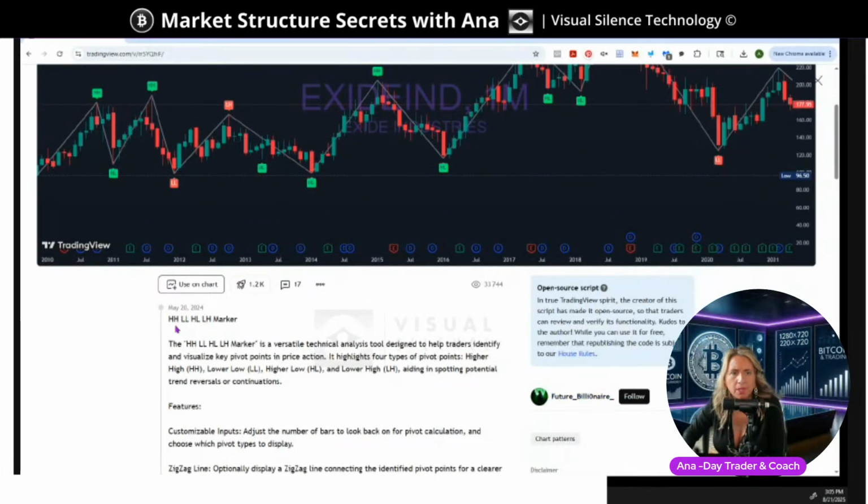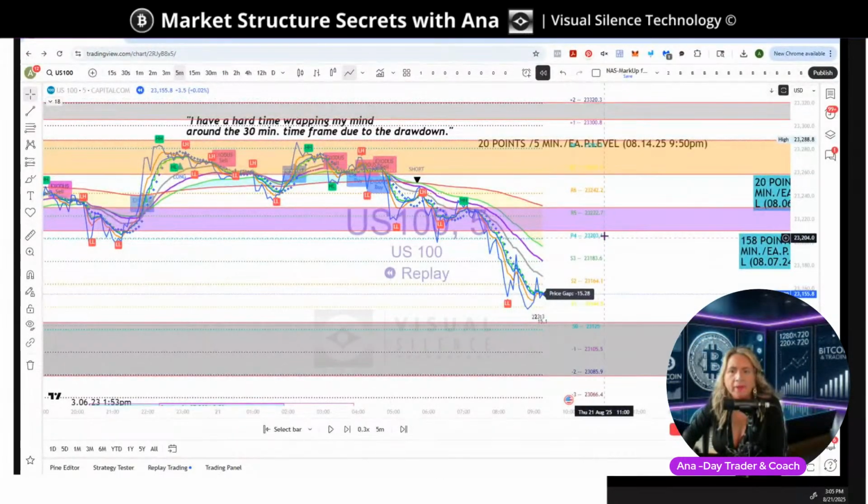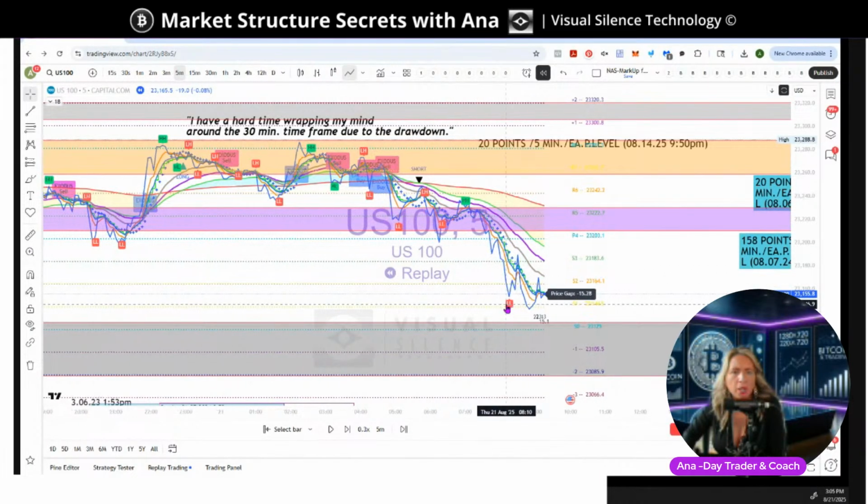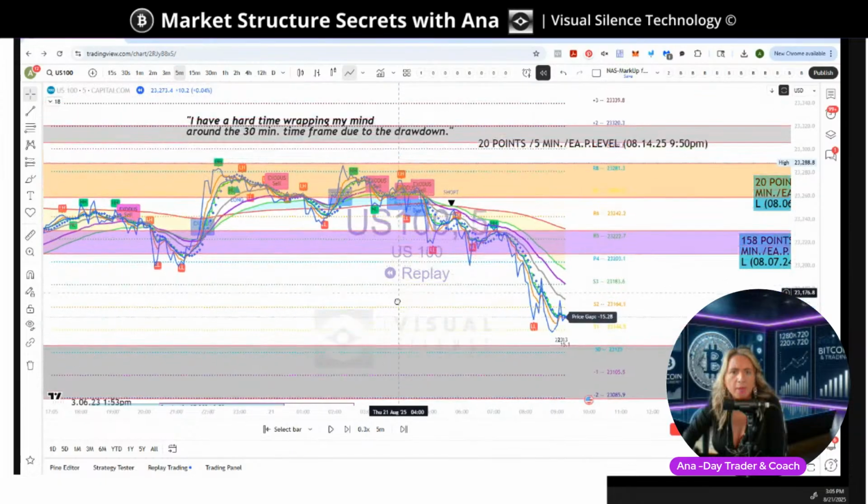Okay. HHLL. So the pivotal levels, traders, are really your market structure, the major zones. The lower low, the S2, is right at the lower low. So they all come into play.